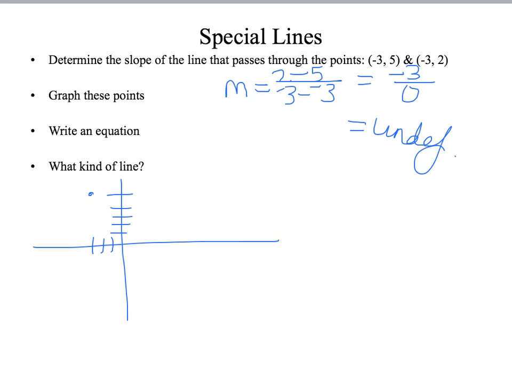So if I plot these points, there's -3, 5 and -3, 2. If I try to connect my dots here, notice that they make a vertical line. All vertical lines have the equation x equals some constant, and you can go look at your ordered pairs to see what x equals for that particular situation. And here x equals -3.